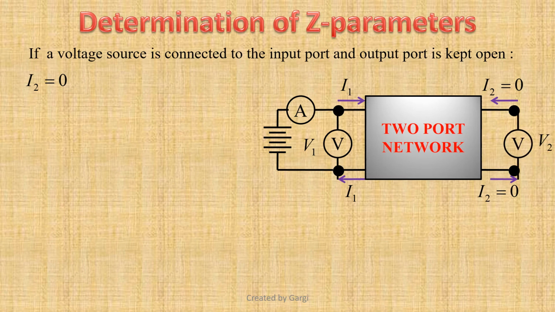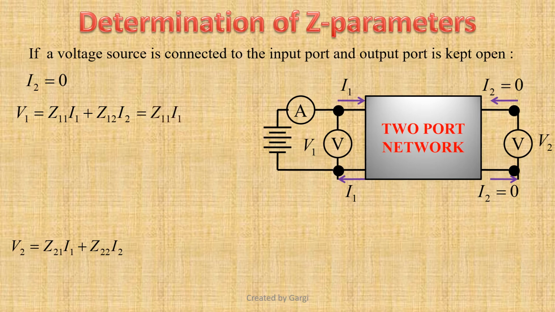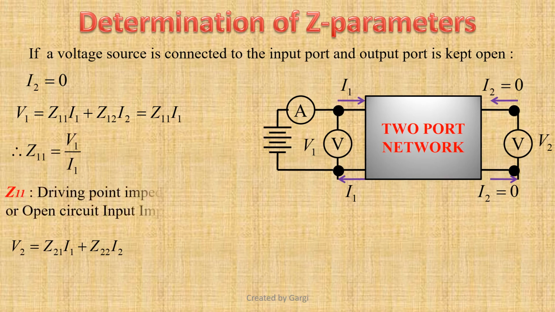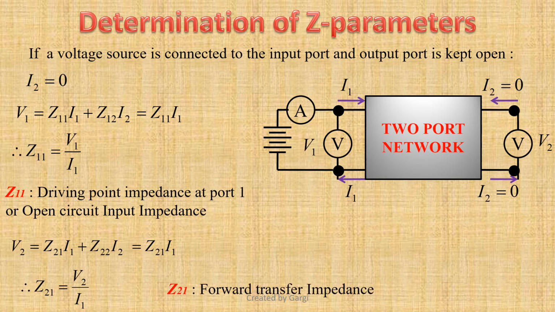The linear equations we have used to describe our two-port network using Z parameters are V1 equals Z11 I1 plus Z12 I2 and V2 equals Z21 I1 plus Z22 I2. When I2 equals 0, the first equation reduces to V1 equals Z11 I1. Therefore, we get Z11 equals V1 by I1. Z11 is termed as driving point impedance at port 1, or open circuit input impedance. When I2 equals 0, the second equation reduces to V2 equals Z21 I1. Therefore, we get Z21 equals V2 by I1. Z21 is termed as forward transfer impedance. Both Z11 and Z21 are measured in ohms.